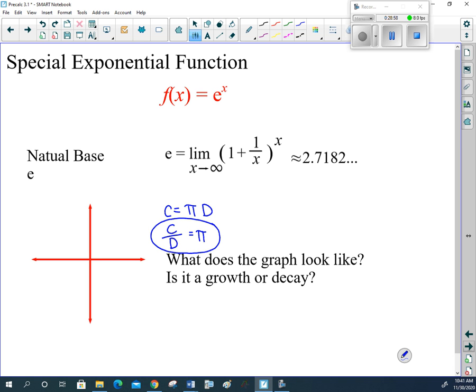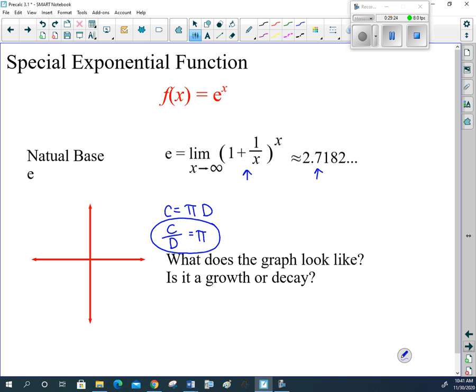Euler came up with this formula, and it said the limit as x goes to infinity. So that means as you start picking x's and go to positive infinity, you're not going to pick any negative x's, you're going to pick positive. As you start to put them into this formula over here on the right, you're going to get closer and closer to this number, 2.7182. You can type it in your calculator to see what it is.